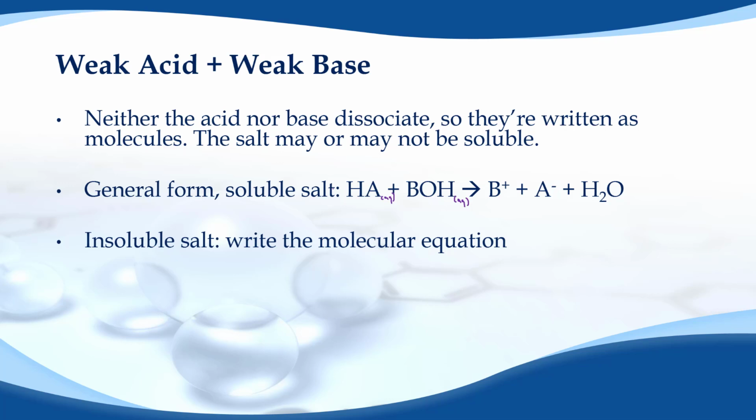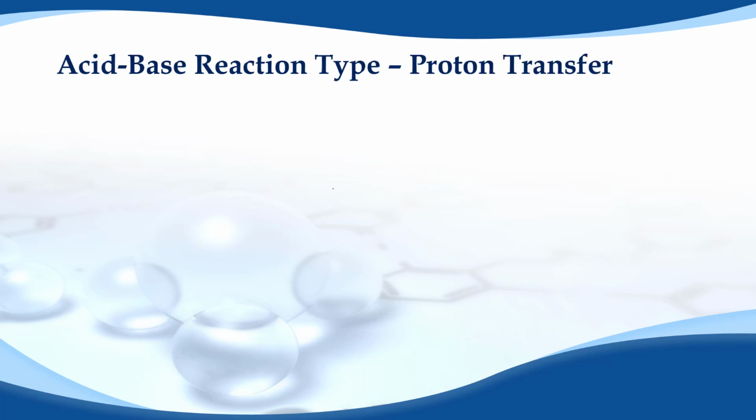And this leads us to our second major classification of acid-base reaction. Don't worry, this one's actually really quick. It's just like one slide. Our second major classification is what we call proton transfer. So all of those last little subtypes are of neutralization. This is proton transfer.